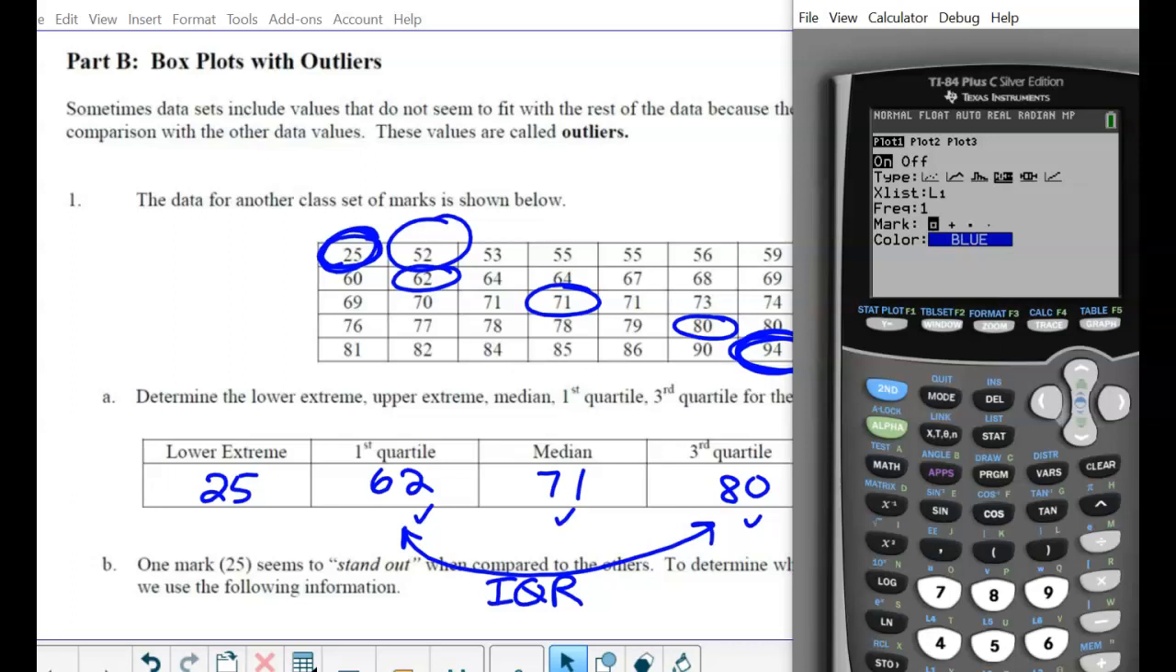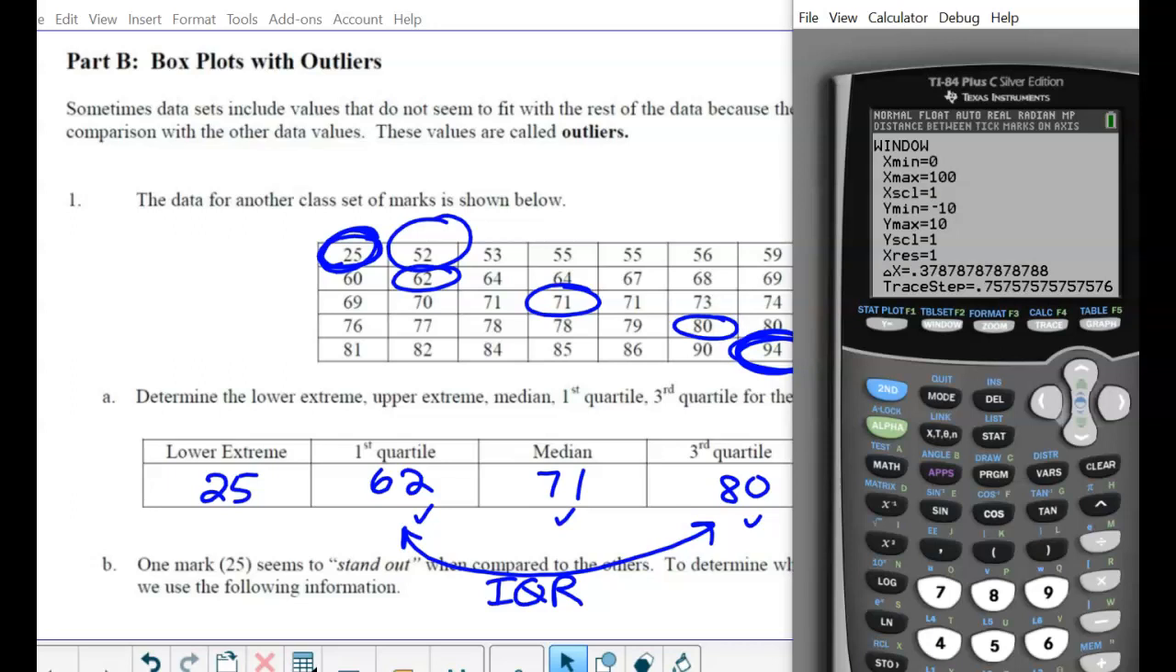So in this case, you do have to check your window. So it says ZoomStat will do it for you. But I kind of like to do it myself. So I go to Window, okay? So your X-min has to be at least as low as your lowest value. So the lowest value is 25. In this case, all of these box plots that we did for marks, we went from 0 to 100. So I'm going to do the same.